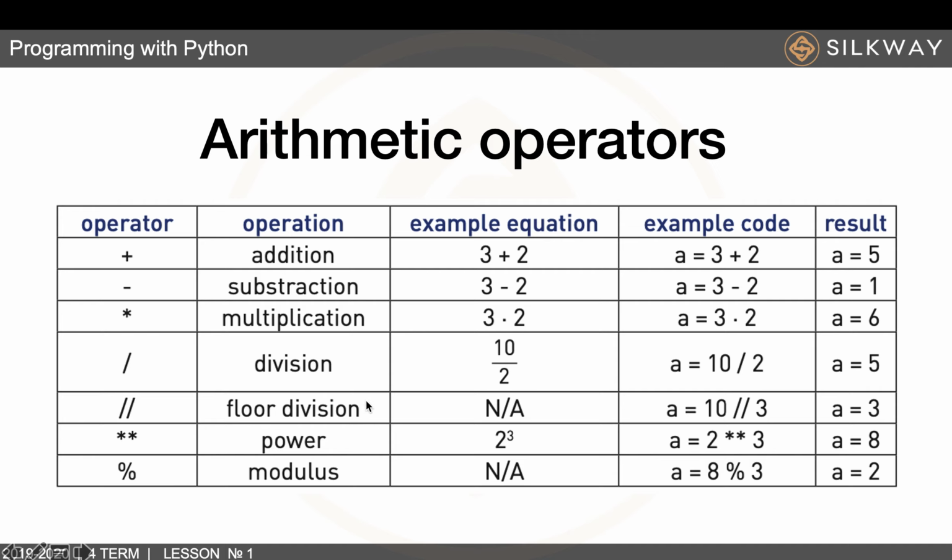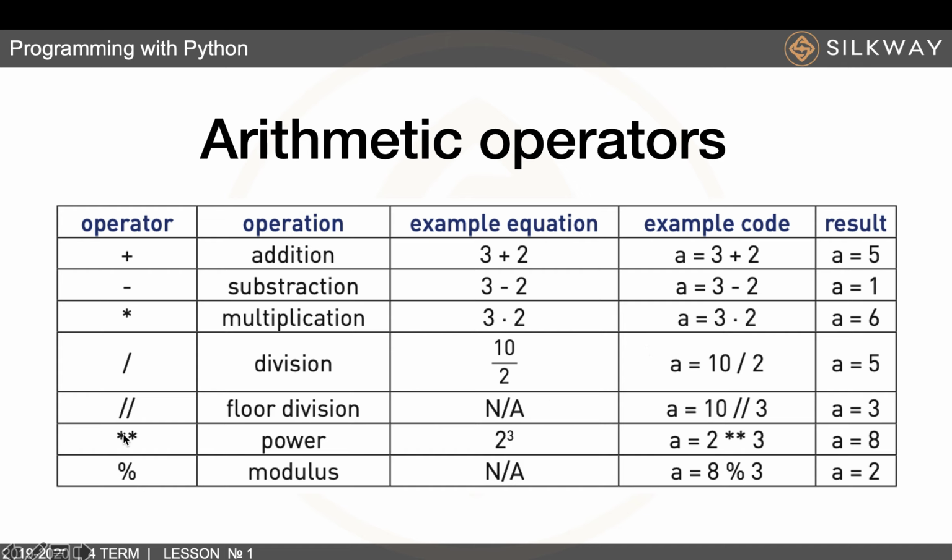But in floor division, there is no example in math. Here in the code, you'll write a is equal to 10 double slash 3. And it will show you the number before the dot, because the actual number is 3 dot 3, and it will show you only the number before the dot, okay? Not the real number, but the natural number. I hope you understand because I explained it in the last term.